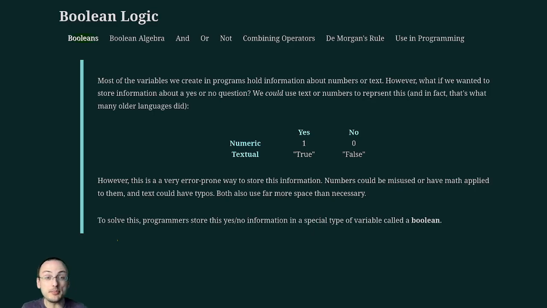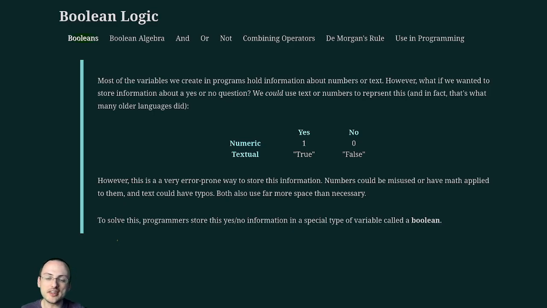So numbers could end up being misused. We could accidentally do math to them. Text could end up having a typo. And both of these are going to use up way more space than what we need, which is really just one single binary digit. Our Boolean piece of data here is a yes or no, an on or an off. We just need a binary 1 or 0 for this, not an entire integer that could be thousands large, not a string of text that could hold a sentence or paragraphs.